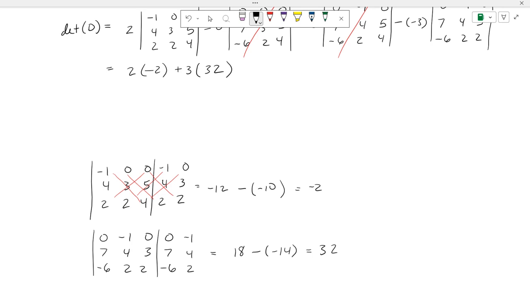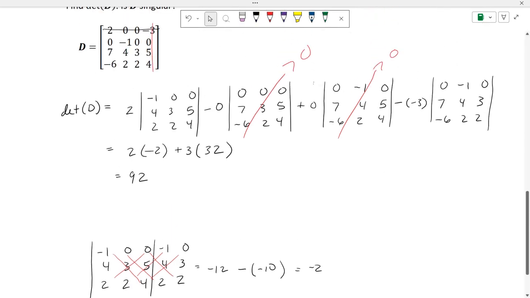So my determinant is going to be 2 times negative 2 plus 3 times 32, which if you plug that all into your calculator, you get 92 for the determinant here. So that's how you use cofactor expansion. Because I did not get 0, I can say that this matrix D is non-singular. It is going to have an inverse matrix.